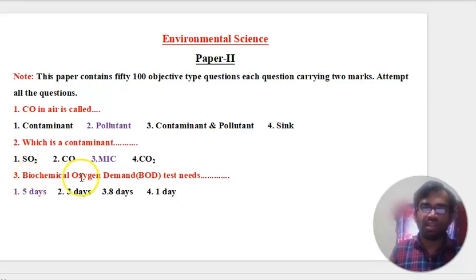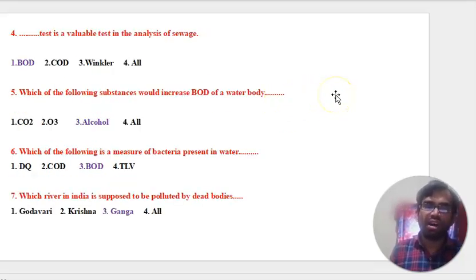The third question: biochemical oxygen demand, the BOD test needs how many days? 5 days, 3 days, 8 days, or 1 day. So 5 days is required for the analysis of biochemical oxygen demand in test samples. Next, the fourth question: which is a valuable test for the analysis of sewage water? BOD, biochemical oxygen demand, COD, chemical oxygen demand, Winkler, and all. So BOD is the valuable test for the analysis of sewage water.